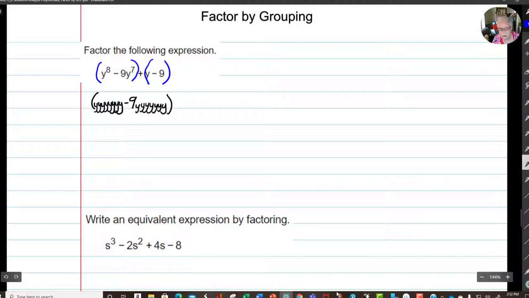I'm going to put a circle around the 7 y's here, and the 7 y's here. So the GCF is y to the 7th power. What's left, which is what we do now, let's mark that. Here's a leftover right there, a y, and a leftover minus 9. Those are my leftovers. Y minus 9.